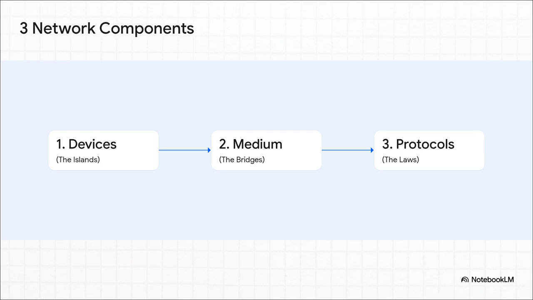First, you need the devices. Those are our islands. Then you need a medium. Those are the bridges and the sea routes. And finally, and this is key, you need protocols. Those are the laws that make sure everyone uses the bridges and routes correctly. Let's break each of those down.